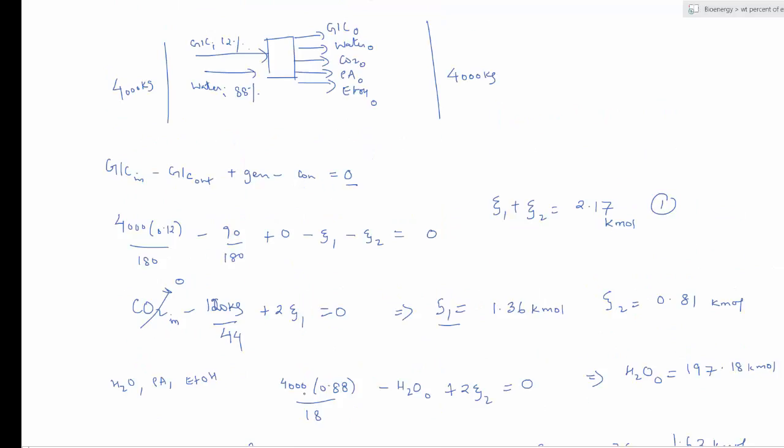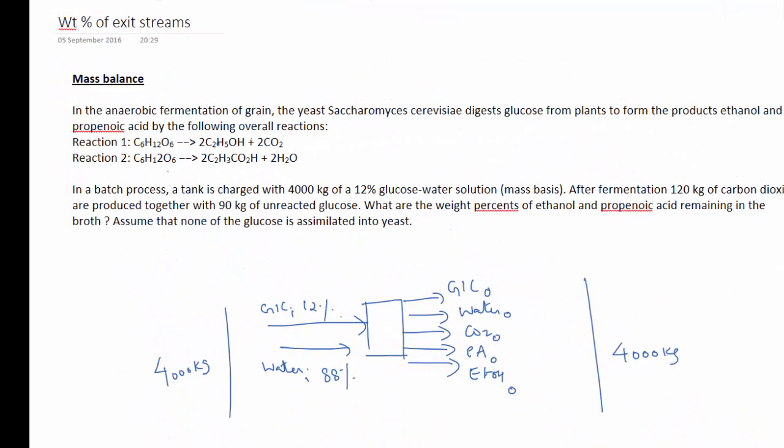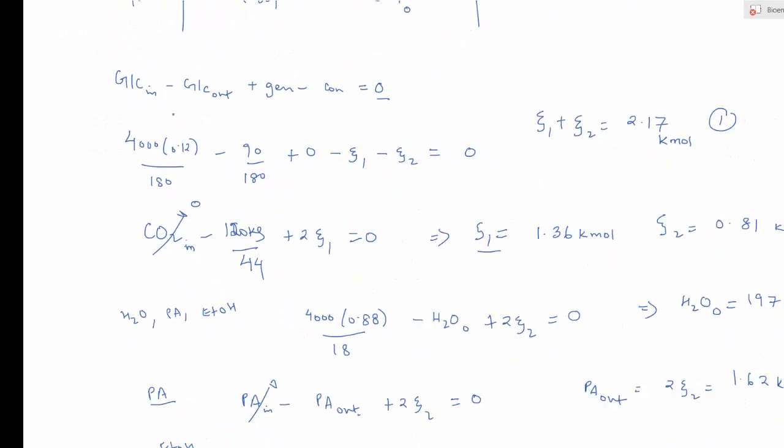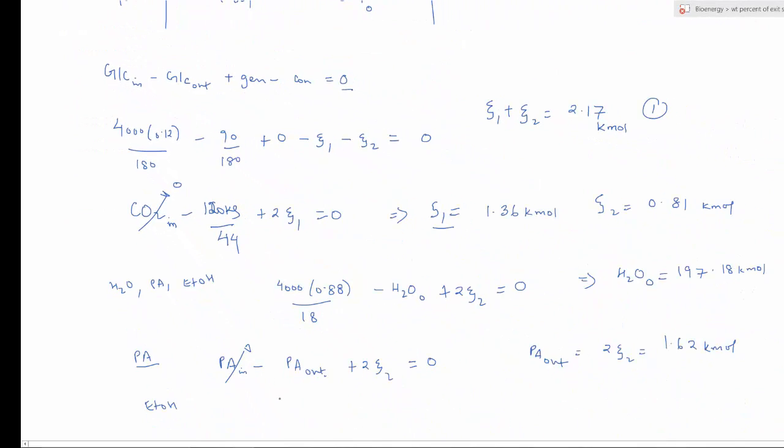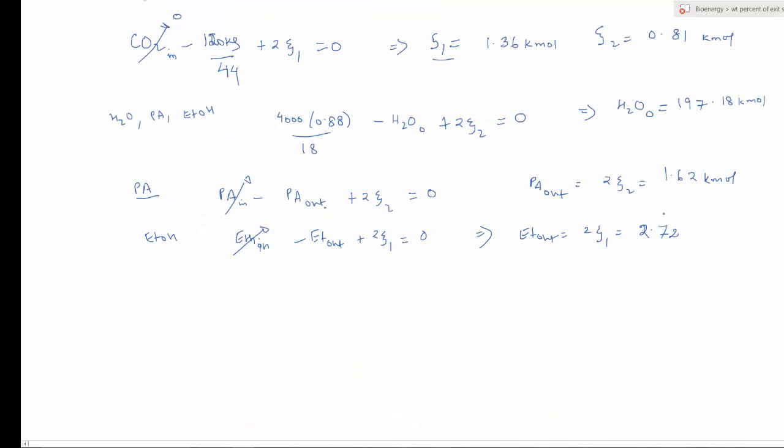Ethanol is present only in the first reaction, and Xi1 is the moles reacting in the first reaction. So we can say for ethanol similarly, there is nothing coming in, minus ethanol out should be in proportion to this amount. That means ethanol out should be equal to 2 times the Xi1. So now we've got the moles of all the components of the exit streams. So it's just a matter of converting it to mass and finding out the final composition.